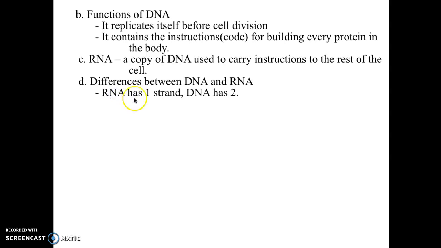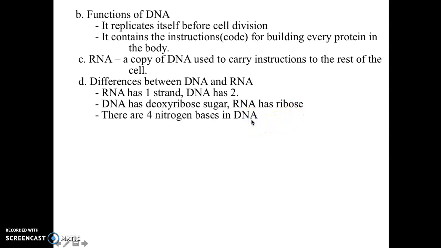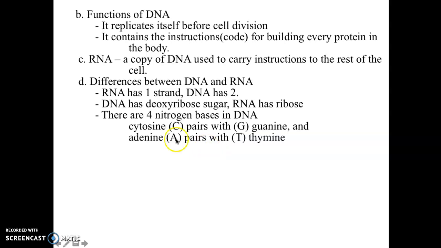All right. Differences between DNA and RNA. Real quickly, RNA, we said, has one strand. DNA has two. It also has a spiral or double helix. DNA has deoxyribose sugar, whereas RNA has the ribose sugar, so they have a different sugar. And in DNA, there are 4 nitrogen bases. Cytosine, or C, which pairs with G, and adenine, or A, which pairs with T. All right. In RNA, A pairs with U, or uracil.